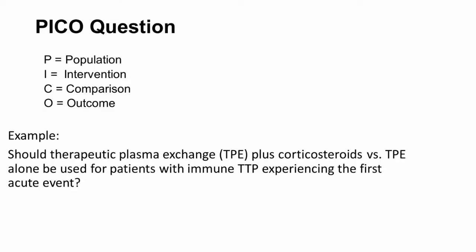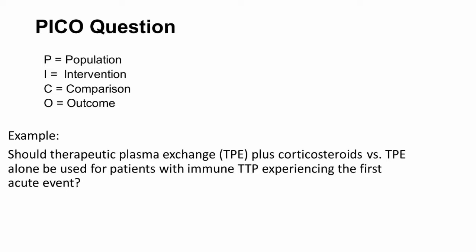So I think everyone's probably familiar with what a PICO question is. So an example of a PICO question from our guidelines was, should therapeutic plasma exchange plus corticosteroids versus therapeutic plasma exchange alone be used for patients with immune TTP experiencing the first acute event?